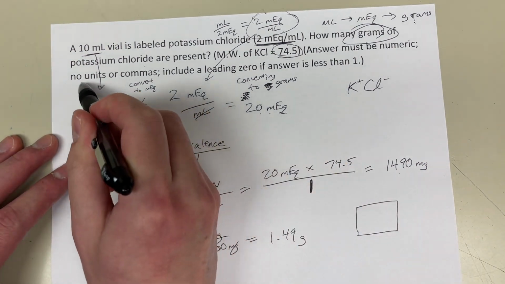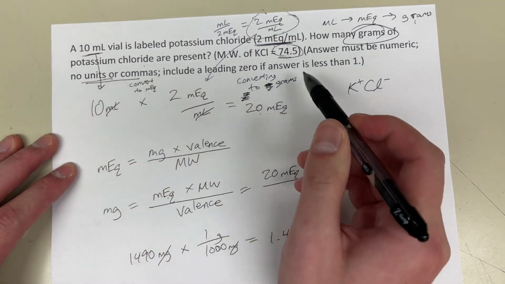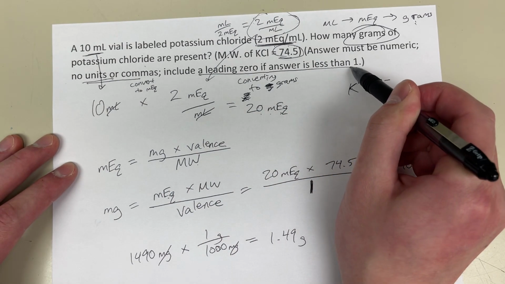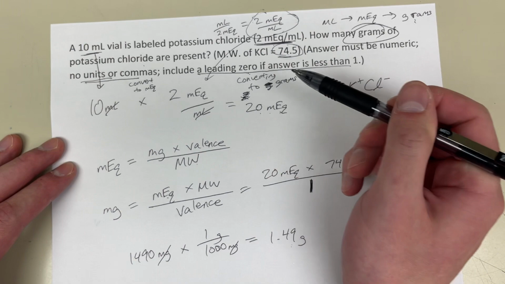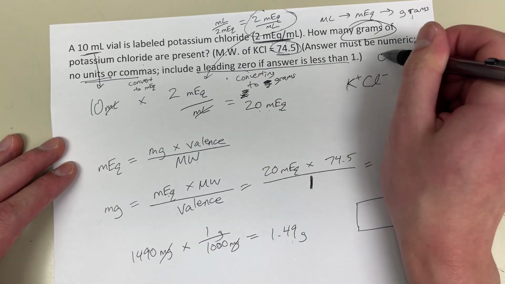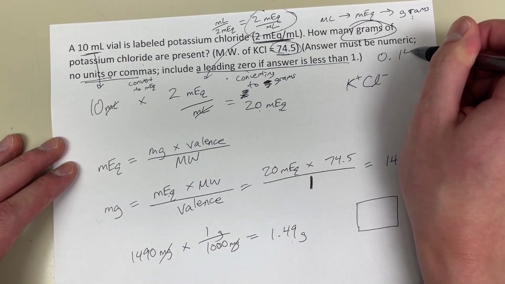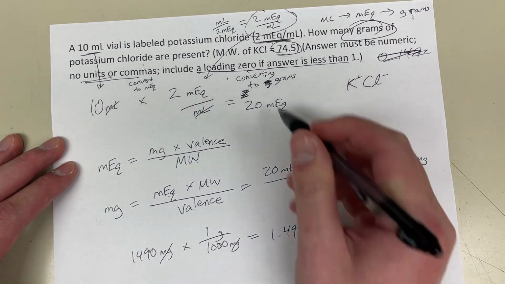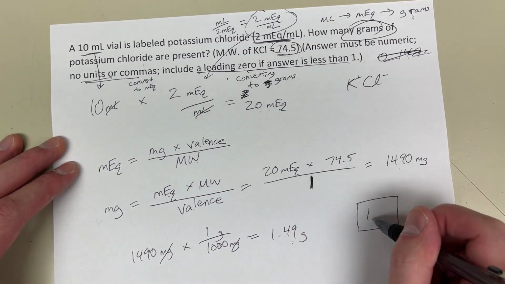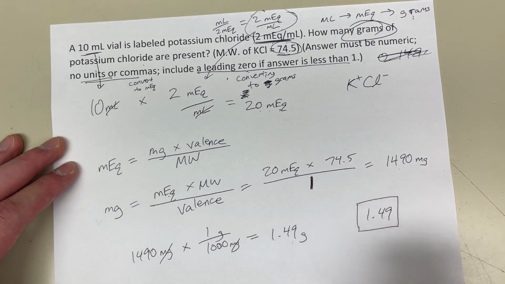And follow the prompt: no units or commas, including leading zero if answer is less than 1. This answer is more than 1, so you don't have to include a leading zero. Leading zero means 0 point something, right? But our answer is greater than 1, so you don't have to put a leading zero. So our answer is just 1.49 that you enter in the computer.